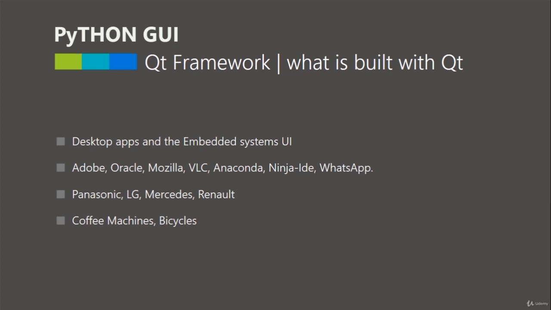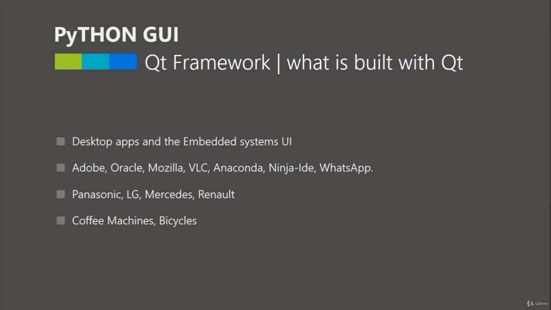Now, what is built with Qt? Like I was trying to tell you, it has been powering our desktop apps and our embedded systems for quite some time. So what companies use it? Adobe uses it, Oracle uses it, Mozilla, VLC, Anaconda, Ninja IDE, WhatsApp. Now, starting from behind, WhatsApp was built with it because Nokia required it. It was the only way to build Nokia apps before Android was released. In those days, Qt was what all developers were asked to use, and that's how it powered WhatsApp.